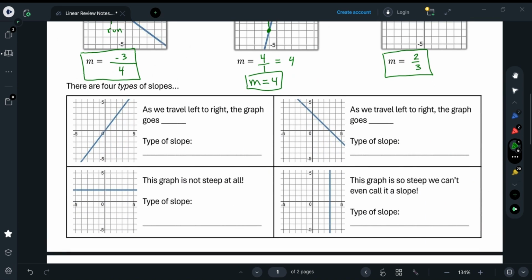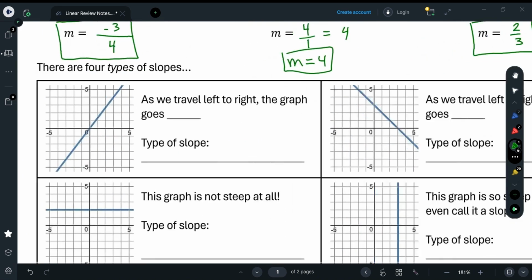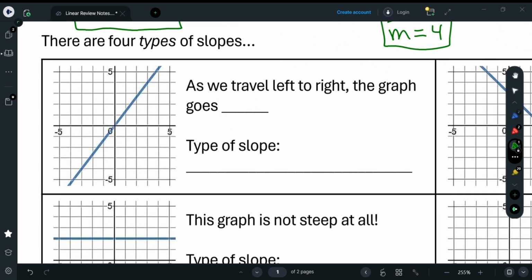Okay, here at the bottom of page 1, there are 4 types of slopes. All right, so let's look at the first one here on the top left. Okay, as we travel left to right, remember, we're always reading the graphs going left to right. Because if you look at this line, you say, well, is it going up or is it going down? It depends, right? If you're here and going this way, you're going up. But if you start here and you go this way, you're going down. Okay, so don't confuse yourself. We're always starting from the left and going to the right, just like you read a sentence.